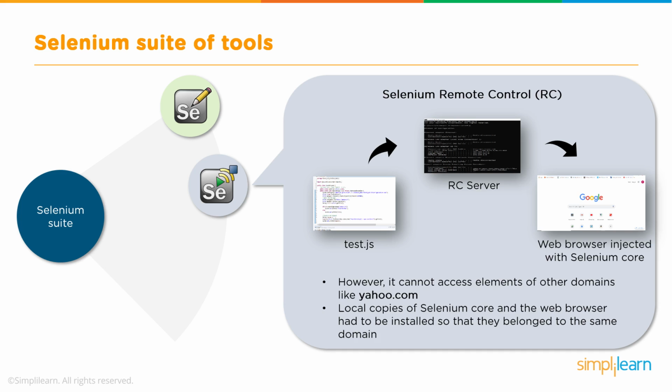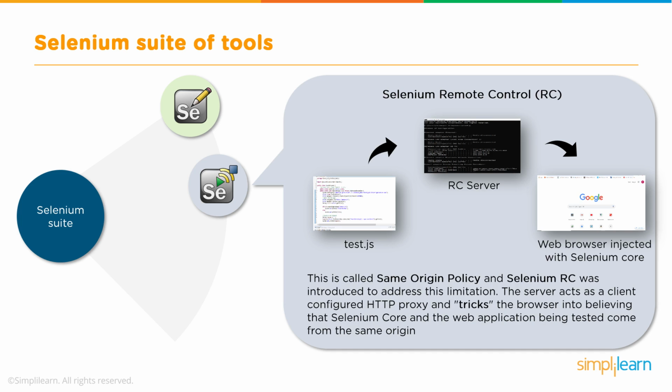That was not possible due to security reasons, obviously. So the testers had to install the Selenium core and the web server which contained the web application they were testing on the same system, and this was not feasible or effective all the time. To overcome the same origin policy, Paul Hammond created this remote server, the Selenium Remote Control Server, and it acted like a proxy to trick the browser into believing that your Selenium core and your web application under test are on the same domain, thus eliminating the same origin policy. And this was called Selenium Remote Control, which was version 1 of Selenium.